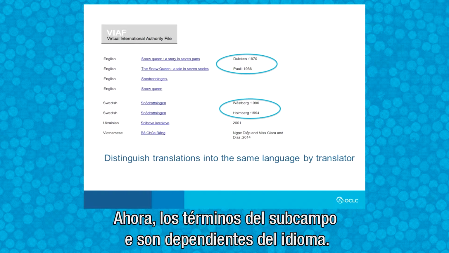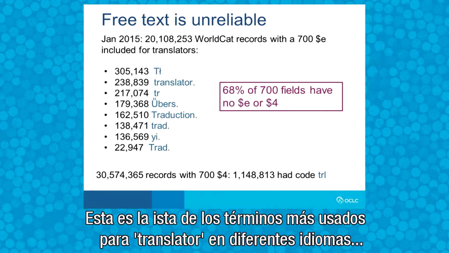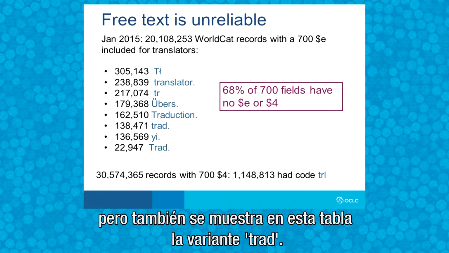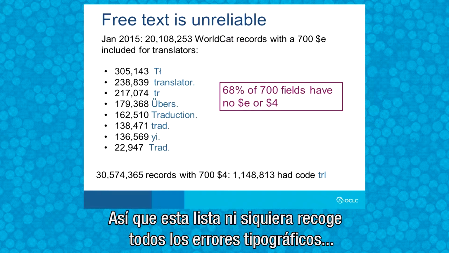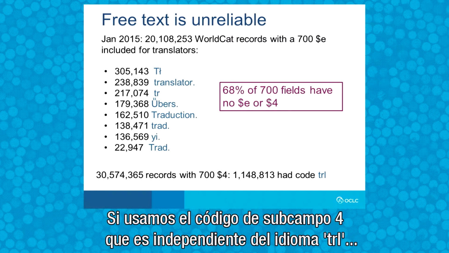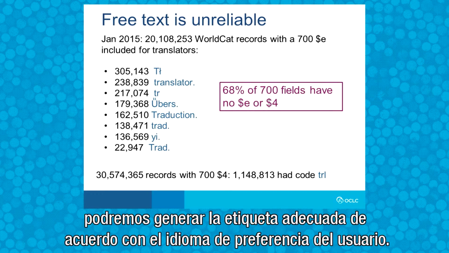Now, the subfield E terms are language dependent. This is the list of the most frequently used terms for translator in different languages with some variations. So we have traducción in French, but it's also shown in this table by its abbreviation TRAD. Now, this list doesn't even list all the typos we find farther down the frequency list. Using the subfield 4 code, TRL, is language independent, and we can generate the appropriate labels according to the language preference of the user.